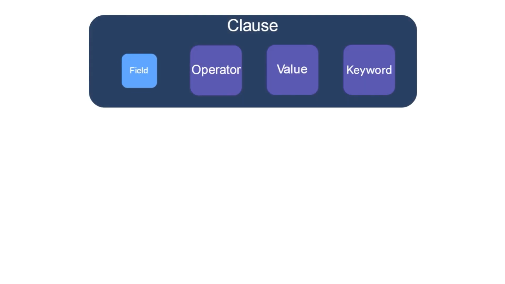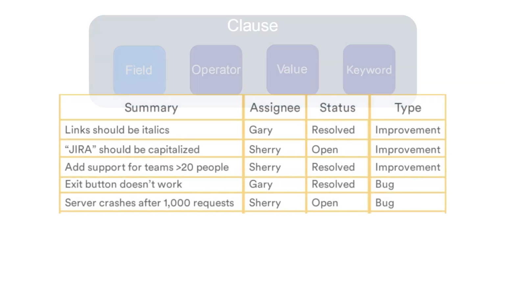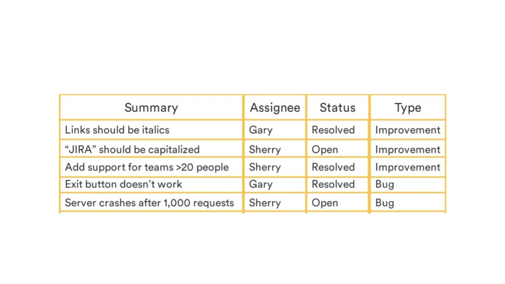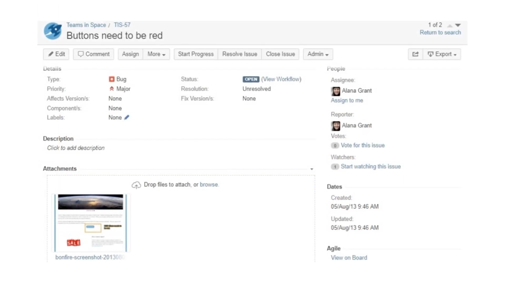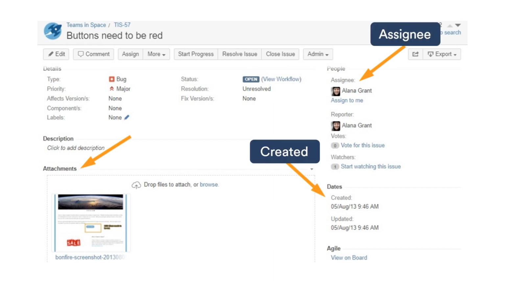Let's start with fields. Remember that in Jira, the issues data is stored in fields. You create queries based upon those fields. For example, you can look for issues created before a certain date, or assigned to a certain person, or that have an attachment. In these cases, you search the created, assignee, and attachment fields respectively.